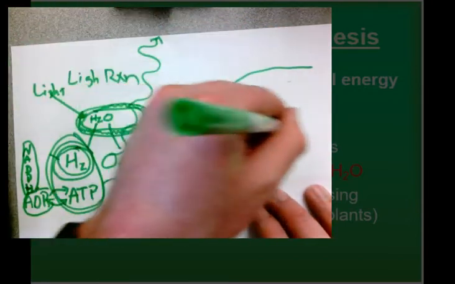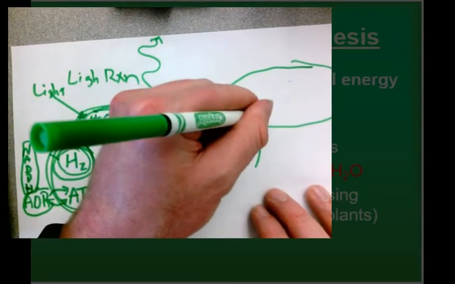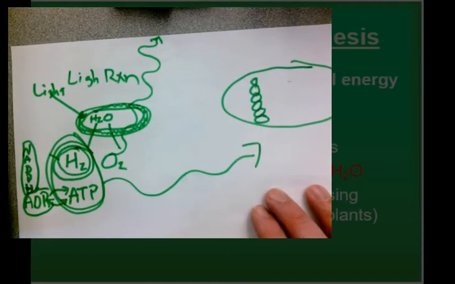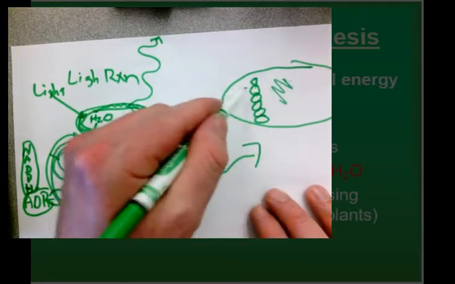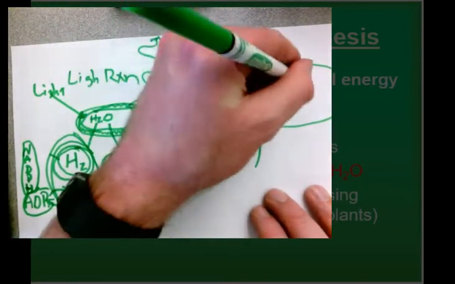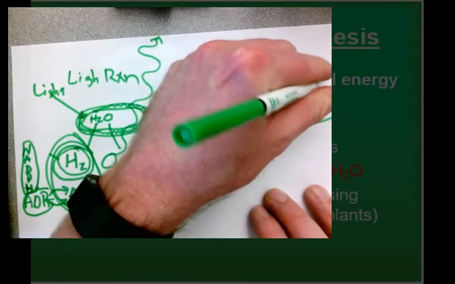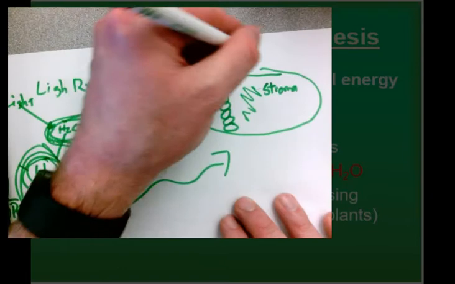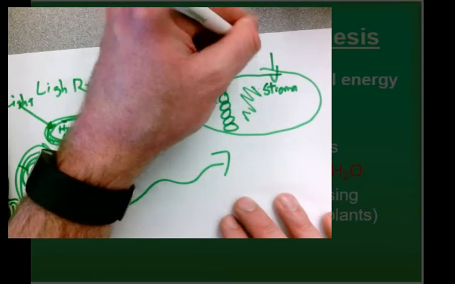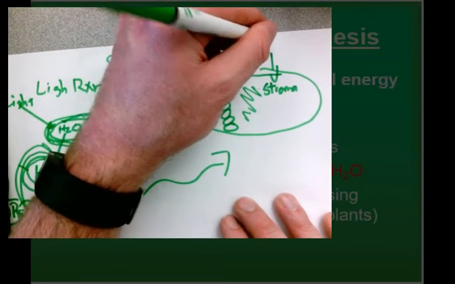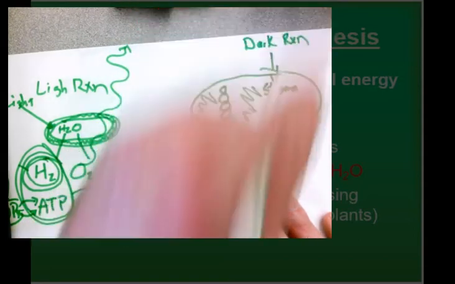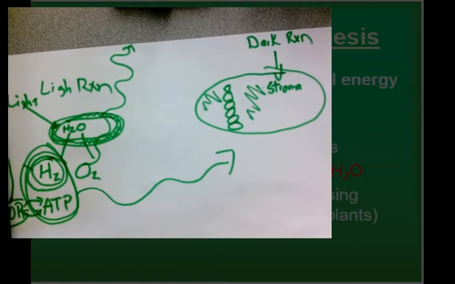Remember, if this is my chloroplast here again, these are the thylakoids. This is where the light reaction occurred. The space surrounding the thylakoids is the stroma. That's where the stroma is. This is where the dark reactions are going to occur. So the dark reactions occur in the stroma. And the reason they call them the dark reactions, or the light-independent reactions, is because light is not required.